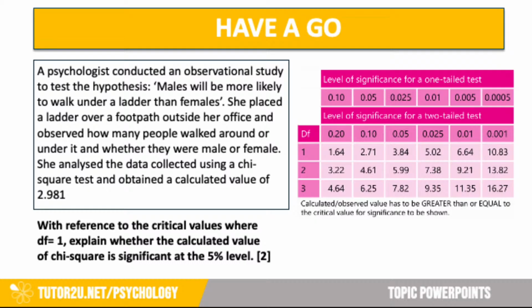Yeah, most of you come up with one-tailed, and it is one-tailed, isn't it? Because that hypothesis is directional, okay? Because it's saying that males will be more likely to walk under a ladder than females. It's not just saying there's going to be a difference. Okay, so that means that we need to go along. We're using the 5% level, that's 0.05. So we're going to that second column down. We know that DF is 1. So what is the critical value?